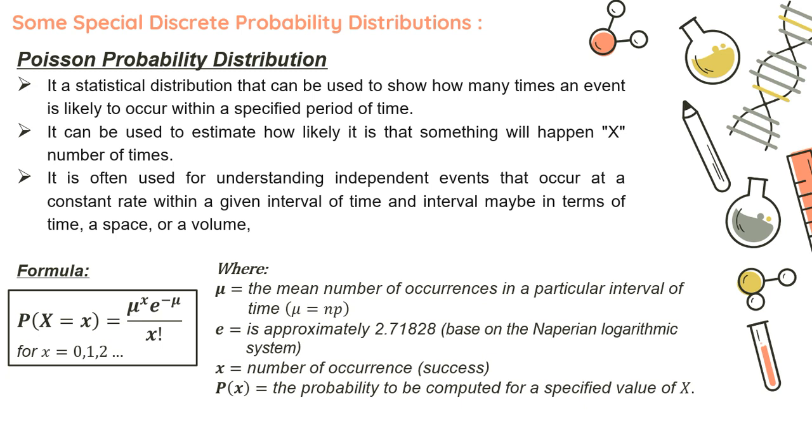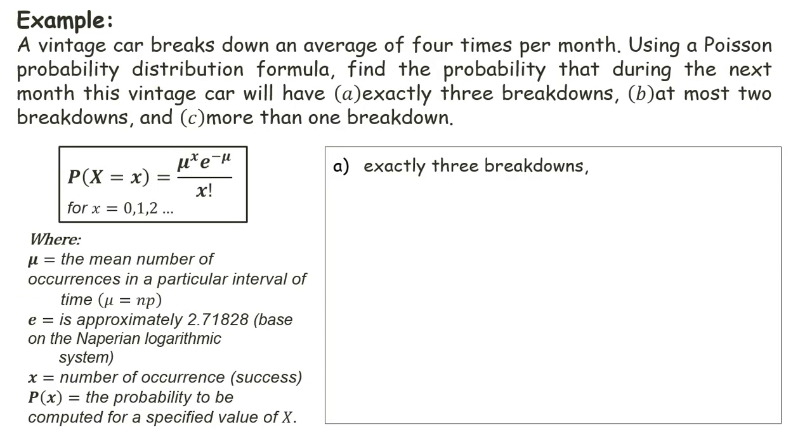So dito po, si Poisson probability distribution, magagamit niyo po siya kung ang hinahanap po sa problem is the average. Okay, average po ang hinahanap sa problem. Formula po natin dito, P of X is equal to the mean raised to the number of occurrence X times E. Nasa calculator po yan. Pero it is approximately 2.71828 raised to negative mean over X factorial. Let's have an example para mas maintindihan po natin si Poisson.